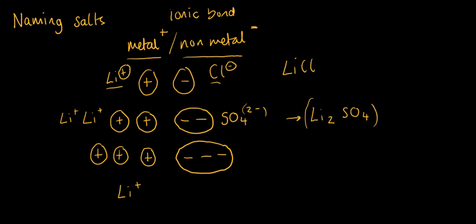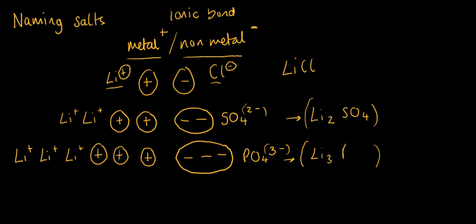Then finally, if I was to have a non-metal ion which was PO4 3 minus, so a phosphate ion, then what I'm looking at doing is having 1, 2, and 3 lithiums. So see if you can pause the video and write down on a scrap of paper what your formula would be for this. Okay, so hopefully we're writing Li3PO4. And this is going to make sense.